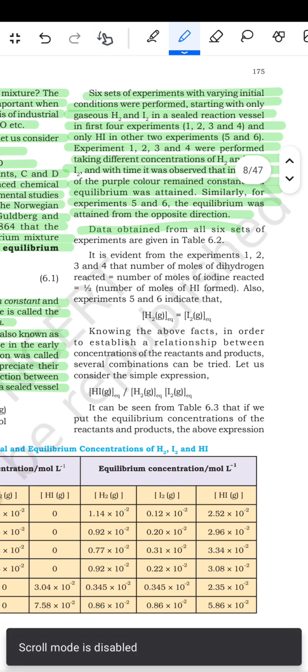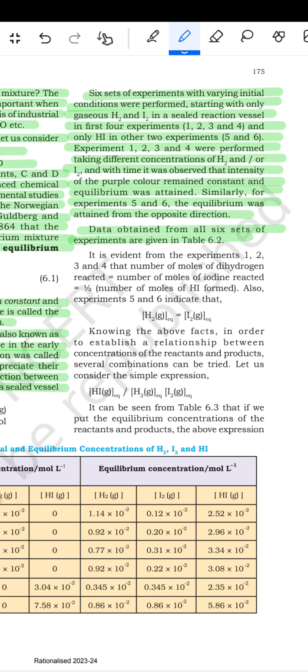अब कहता है data obtained from all the 6 sets of experiments are given in table 6.2. It is evident that from experiments 1, 2, 3 and 4 the number of moles of dihydrogen reacted is equal to the number of moles of iodine reacted, which is equal to half the number of moles of HI formed. Also experiments 5 and 6 indicate that [H2] is equal to [I2] हो जाता है at equilibrium पर.